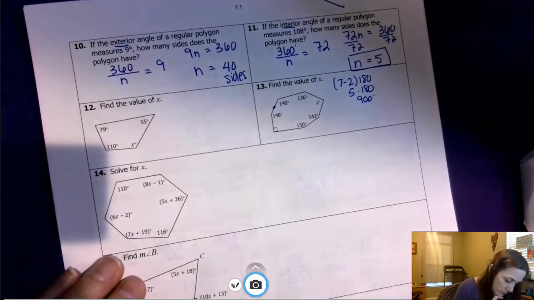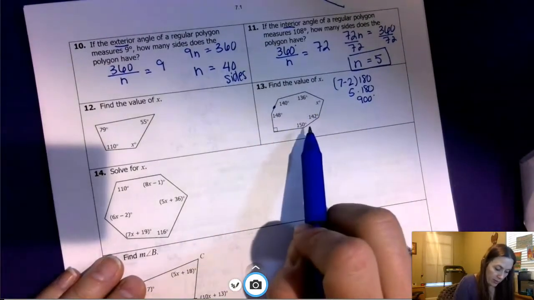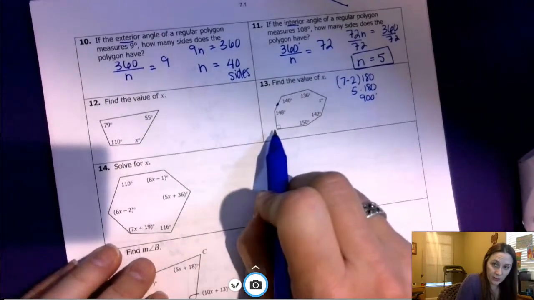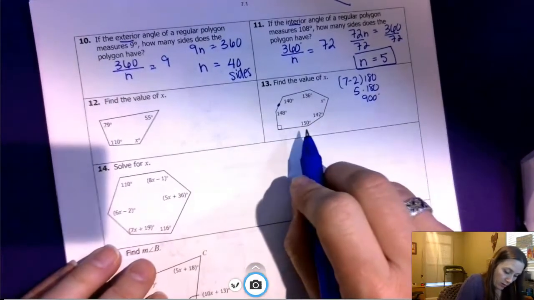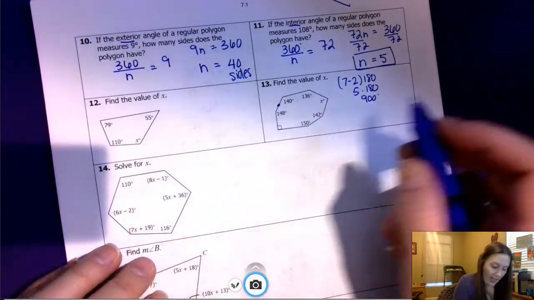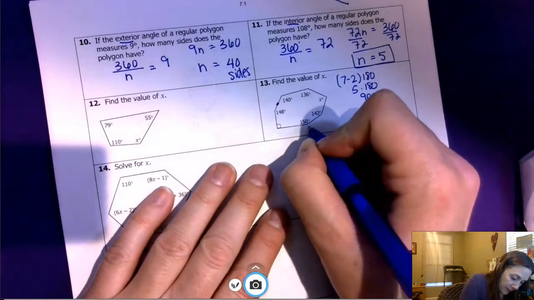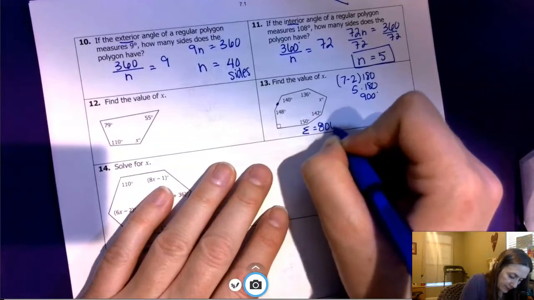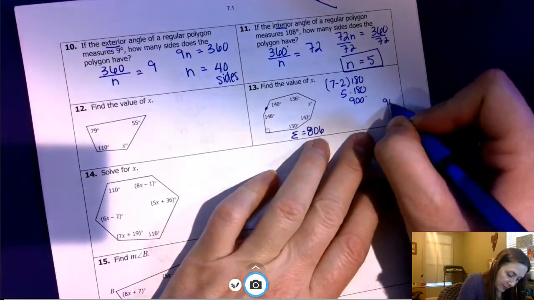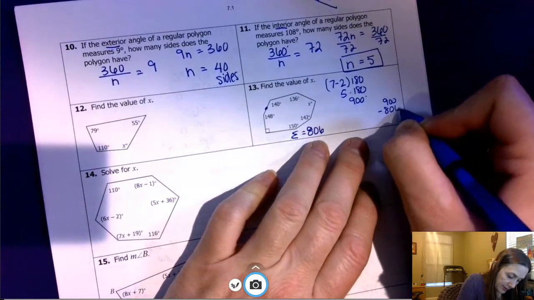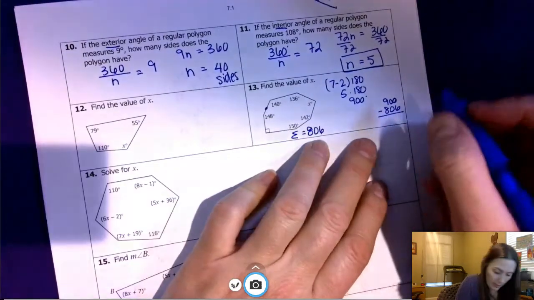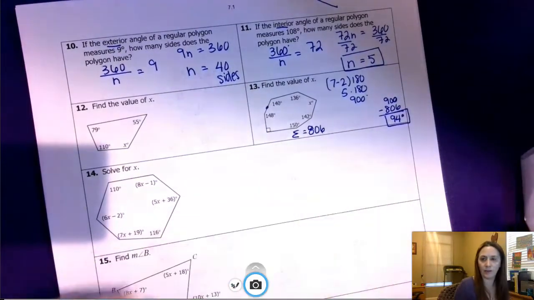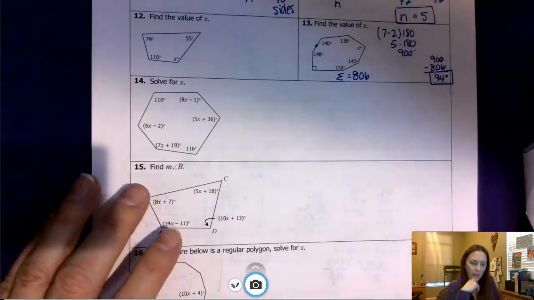Well, so now I'm going to add all the numbers I know. I'm going to add 136, 140, 148. This one right here, this one's 90, 150, 142. I add those together and I get a sum of 806. So now I'm going to take 900 minus 806. We end up with 94 degrees. I'm missing an angle there. I'm going to pause and be right back. We're just going to do like one or two more.